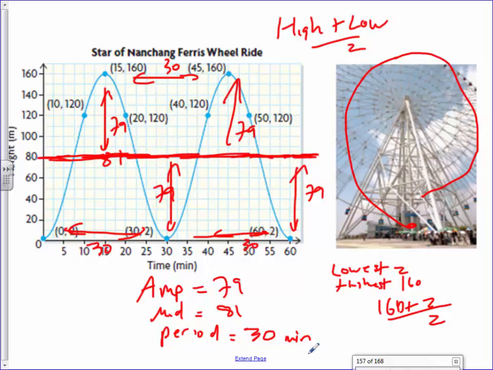Did that make sense? So one of the things you're probably going to be asked to do is take a graph and just look at the graph and tell me what are some of these characteristics?